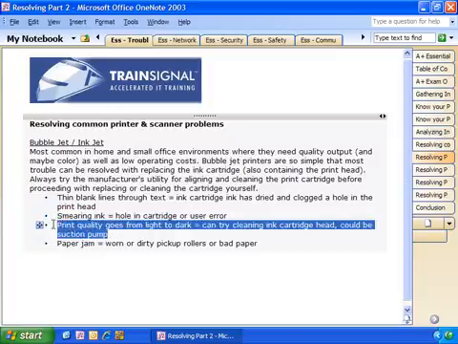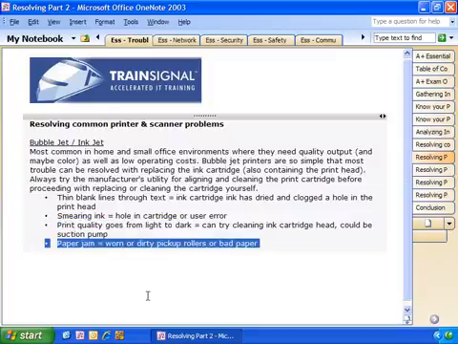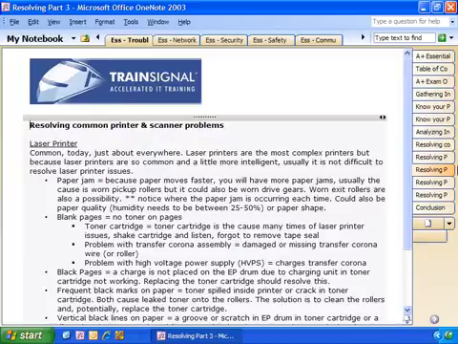Next, there's print quality goes from light to dark. You can always try cleaning the ink cartridge head, or it could be the suction pump on the printer. There's paper jams. You could have a worn or dirty pickup roller or rollers that need to be replaced, or just bad paper, paper that wasn't meant for your printer, and the pickup rollers are having a hard time moving it through the printer. All right, now let's talk about some common laser printer problems.